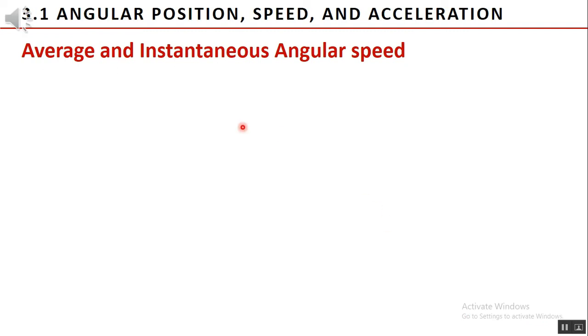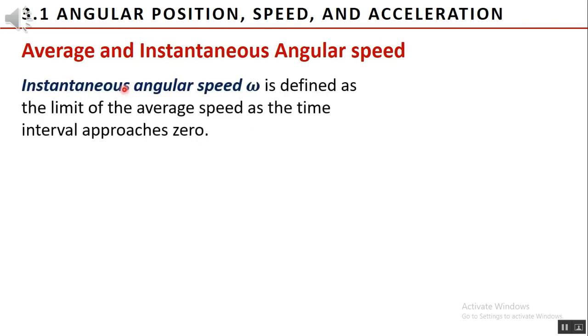In Unit 1, we have discussed the instantaneous velocity of a body. In rotational motion, we can also describe the rate of movement of a rotating body at any point in time by considering instantaneous angular speed. It is defined as the limit of the average speed as the time interval approaches 0. It is also expressed as the first derivative of angular position with respect to time.